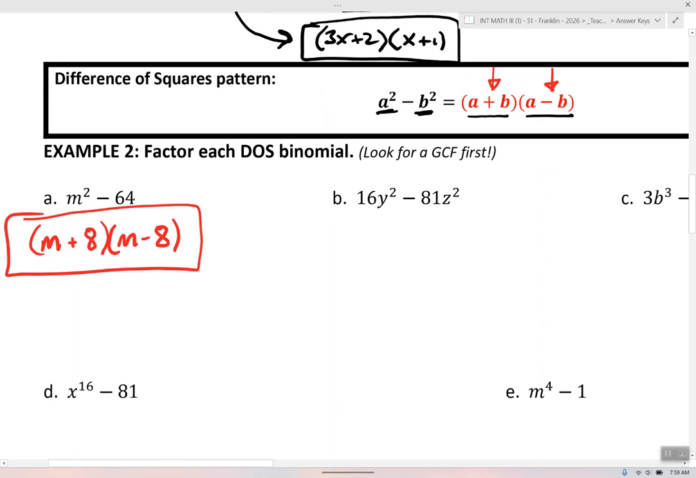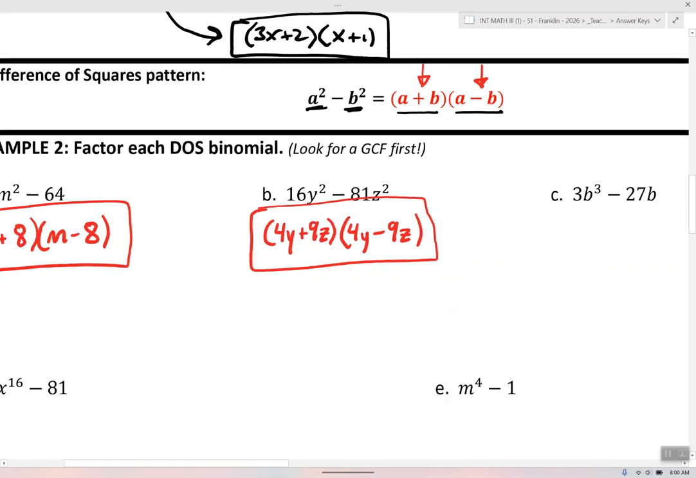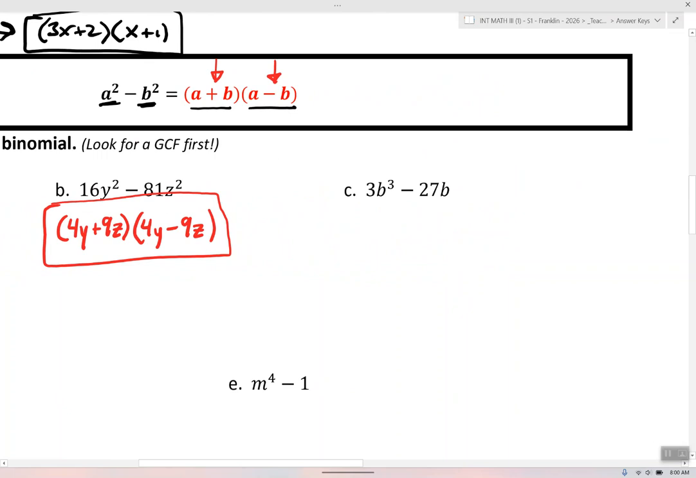For example B, 16y squared and 81z squared, those are both perfect squares. So I can factor that out as 4y plus 9z times 4y minus 9z. Always a good idea to double check afterwards that you don't have another difference of squares in this subtraction one. This is not, because y and z aren't perfect squares, but 4 and 9 are, so it could have been. It's a good idea to check that.